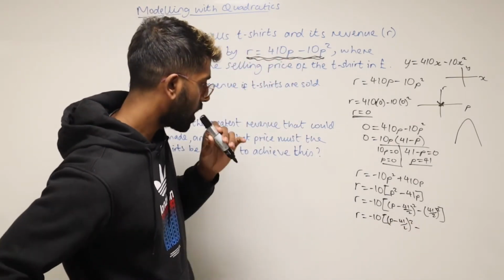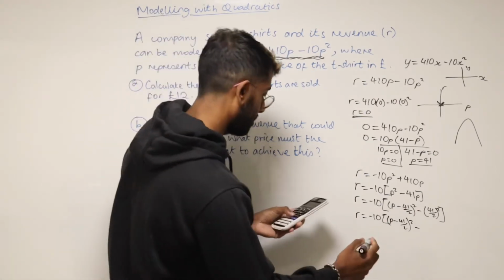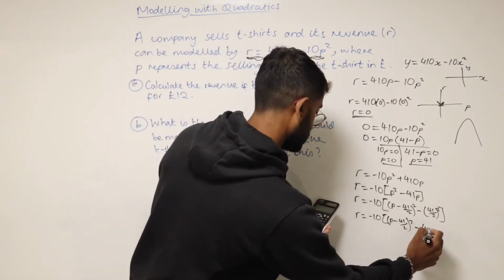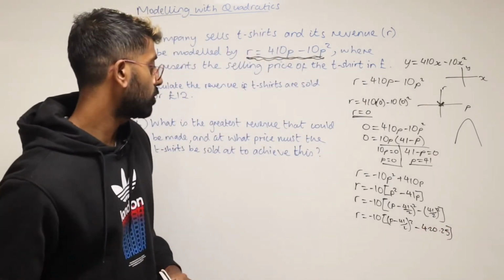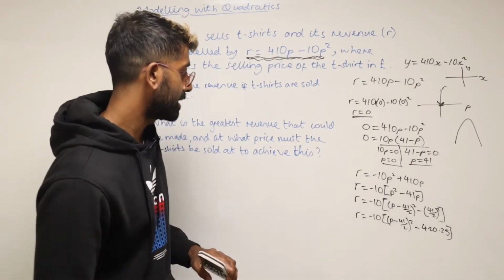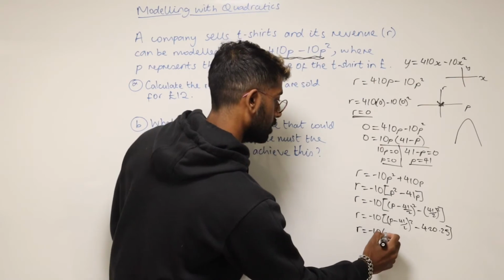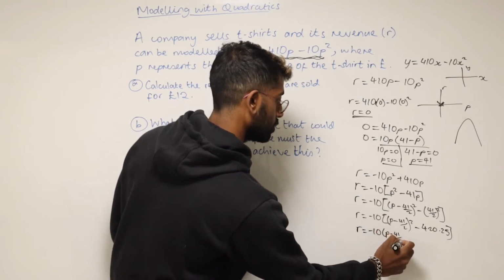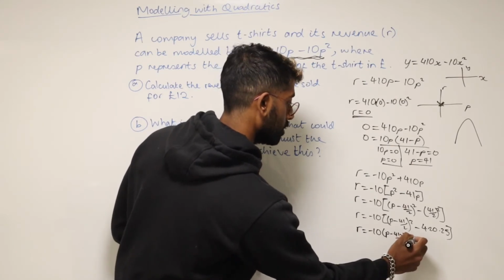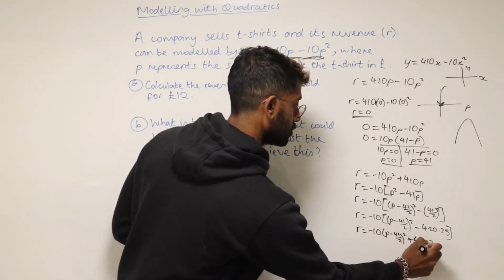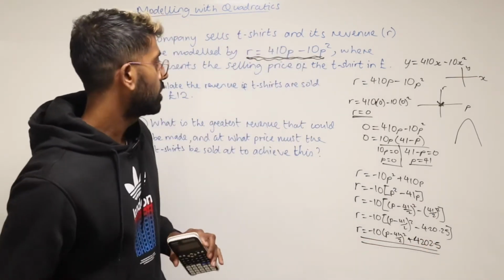I don't actually know what that is. Okay, big number. We'll leave it in decimal form. So that's 420.25. And then we can times through by minus 10. So we'll have r is equal to minus 10 lots of p minus 41 over 2 squared plus 4202.5. There we go. Okay, fantastic.